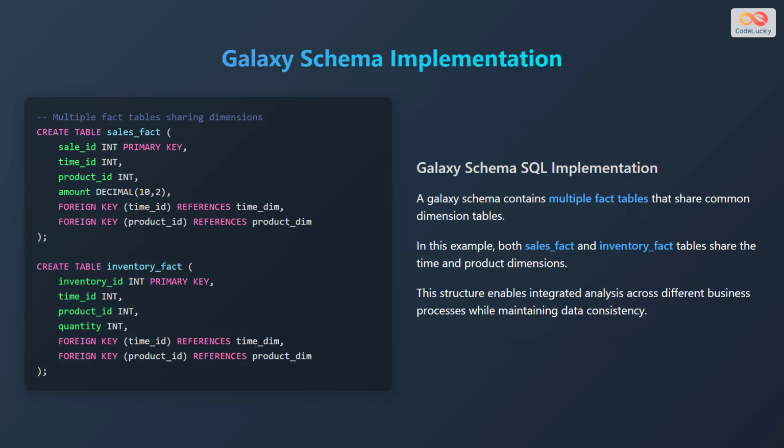Here is an example of a galaxy schema implementation using SQL. A galaxy schema contains multiple fact tables that share common dimension tables. In this example, both sales_fact and inventory_fact tables share the time and product dimensions. This structure enables integrated analysis across different business processes while maintaining data consistency.